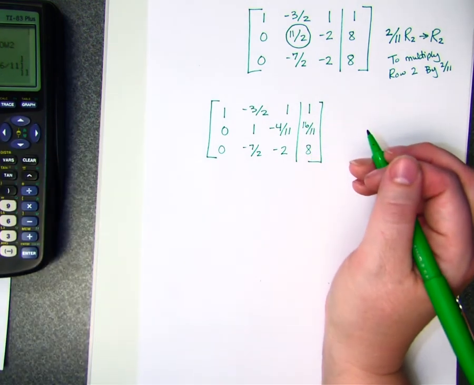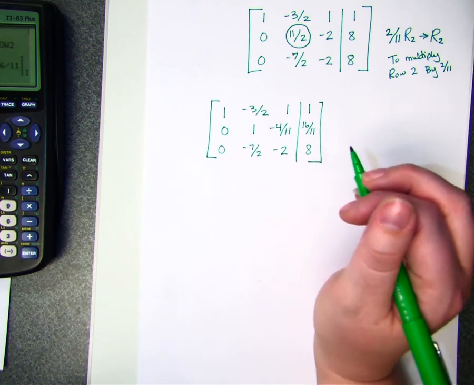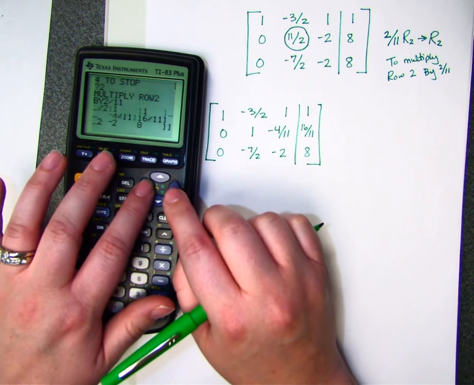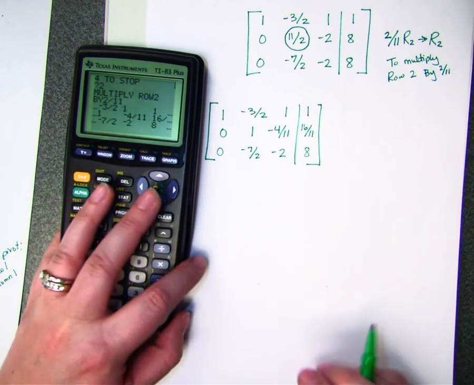Now, if you can't see all of your numbers in your calculator, if you can't see all the numbers in your matrix, use your over arrow keys and you can scroll back and forth and you can see all of your matrix. So I'm using the over arrow keys. I can see all of the matrix.